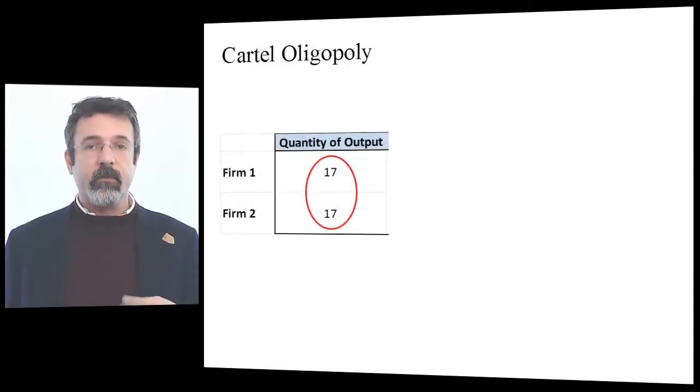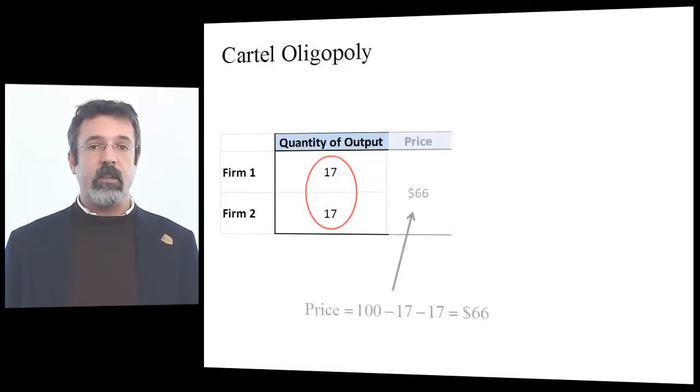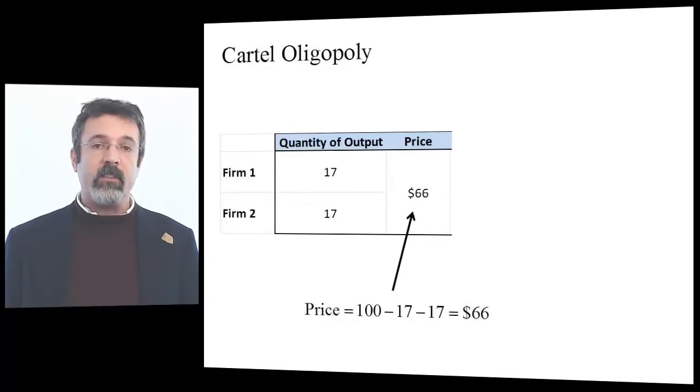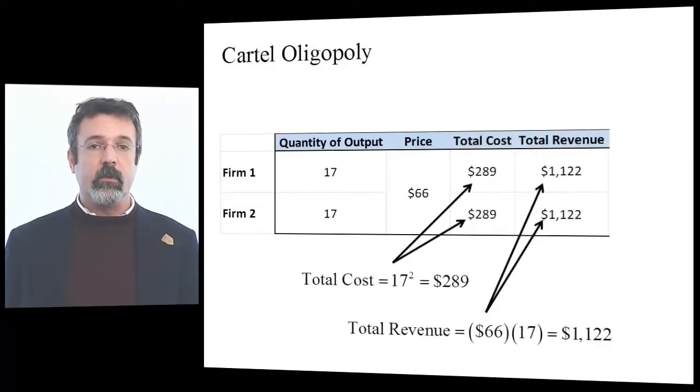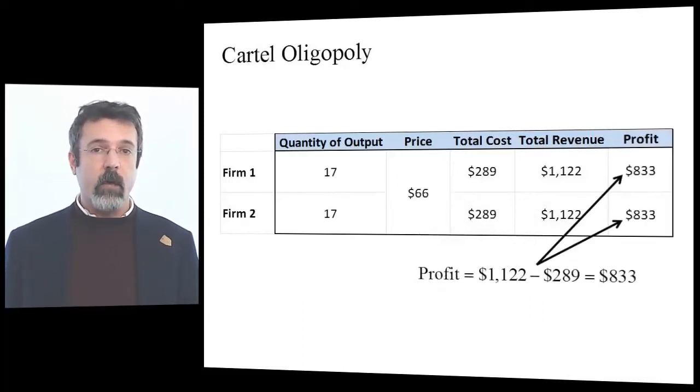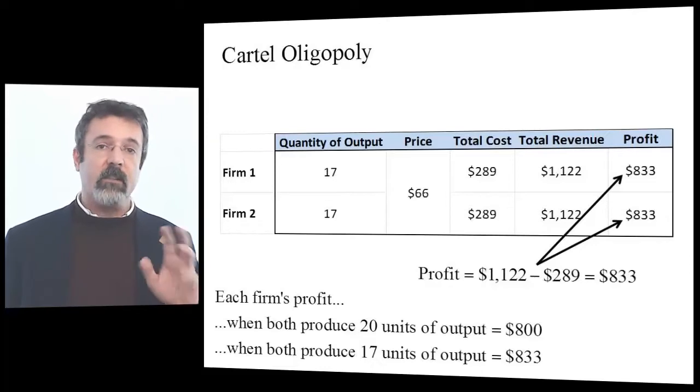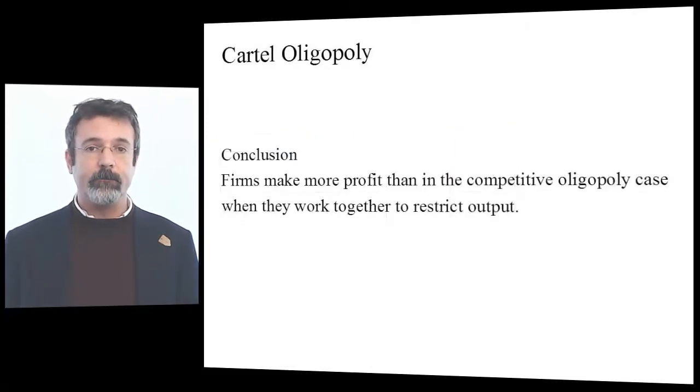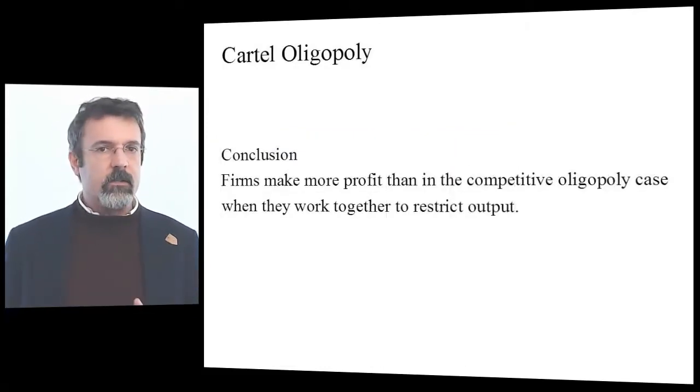In this example, the firms are best off if they both produce 17 units of output. That drives the market price up to $66. Each firm now makes a total revenue of $1,122 and incurs a total cost of $289. This leaves each firm with $833 of profit. This is more profit than they had in the competitive oligopoly scenario. The cartel is not stable.